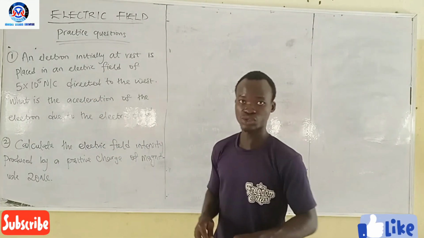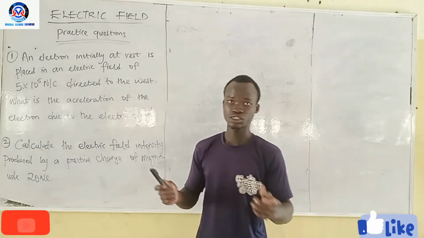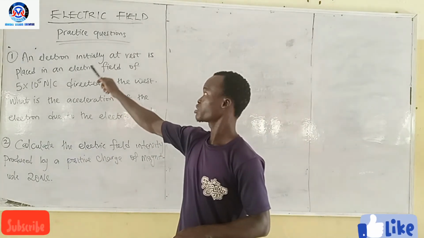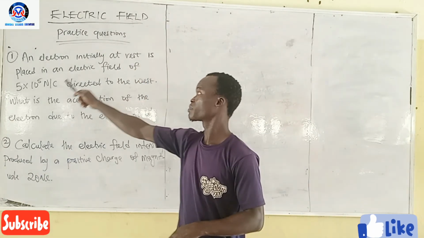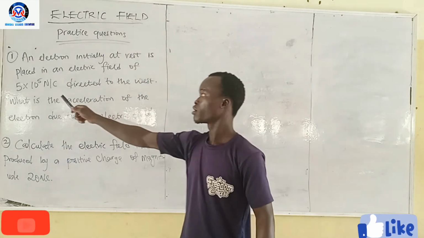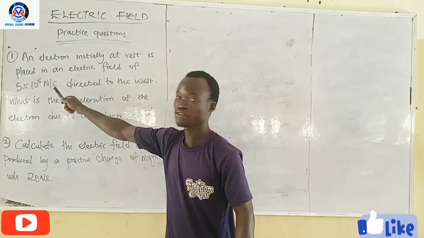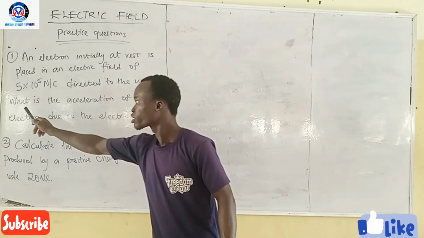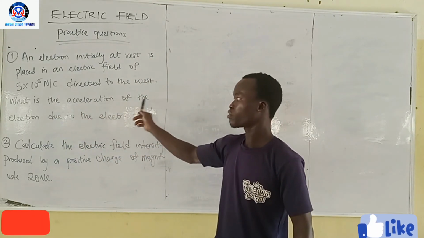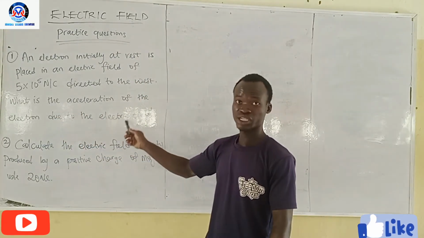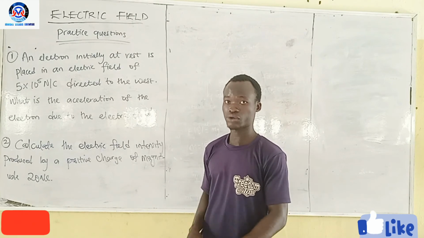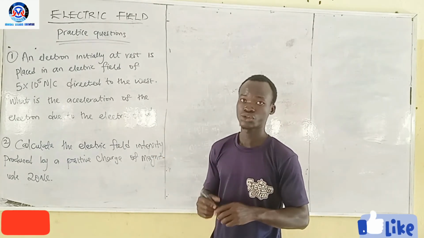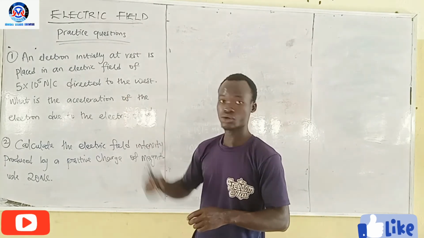So now I have some practice questions for you, and the practice questions are just two. The first question is: an electron initially at rest is placed in an electric field of 5 times 10 raised to the power 5 Newton per coulomb, directed to the west. What is the acceleration of the electron due to the electric field? Remember that we've done something like this in the previous examples. You can check the example to know how to solve this.